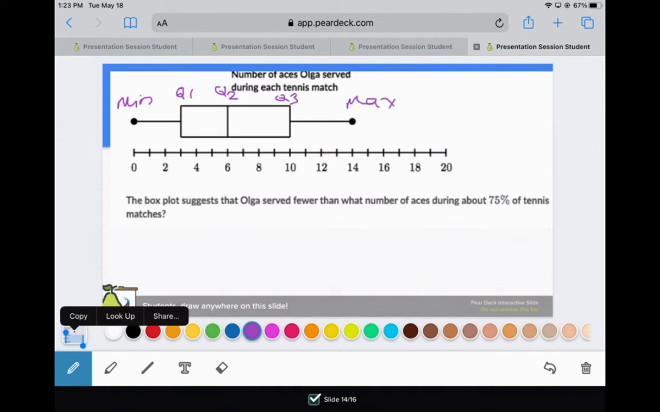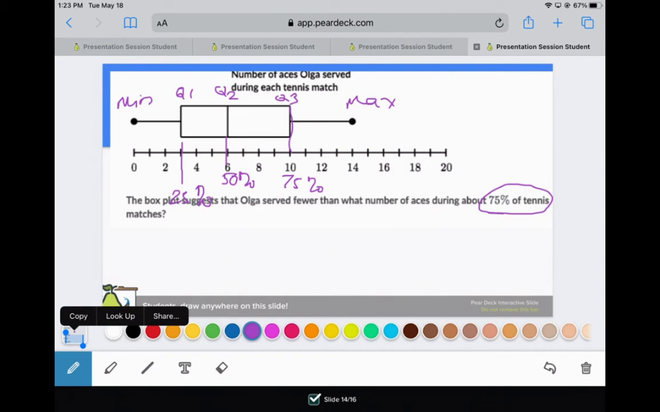So think about Q1 as 25% of the population. Q2 is 50% of the population. Q3 is 75% of the population. So if the question asked, the box suggests that Olga served fewer than what number of aces during 75% of tennis matches? When we talk about 75%, we talk about Q3, right?